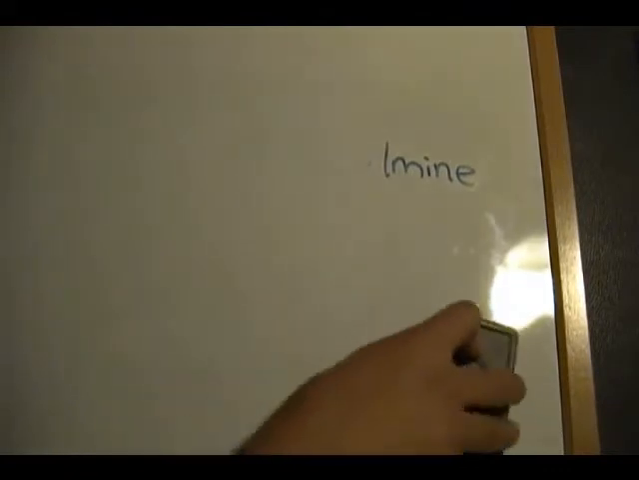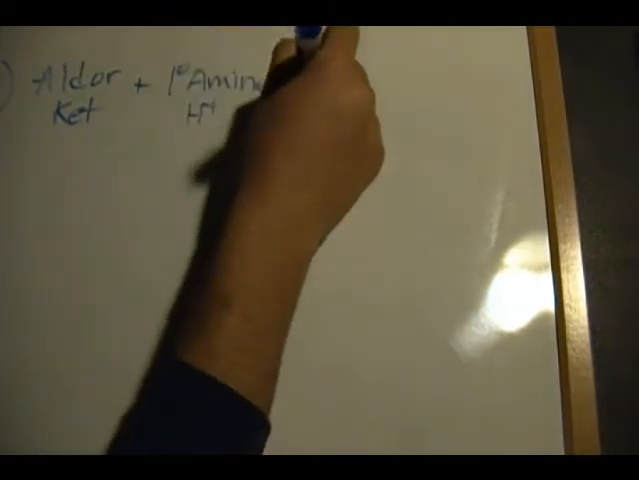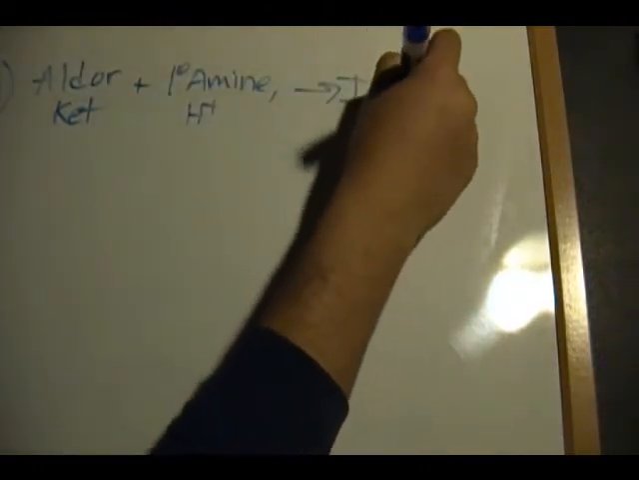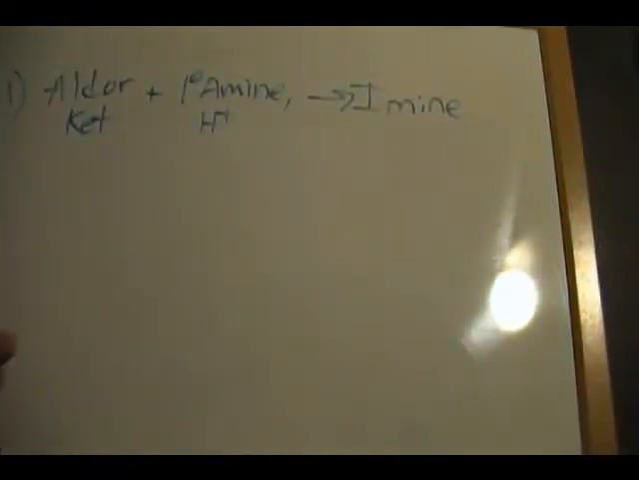So let's get right into it. So first let's talk about what an aldehyde or ketone is. Let's write this up top here. Aldehyde or ketone plus primary amine under acidic conditions gives you imine, okay? So that's that.